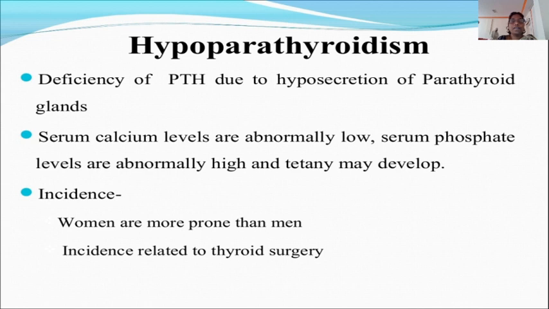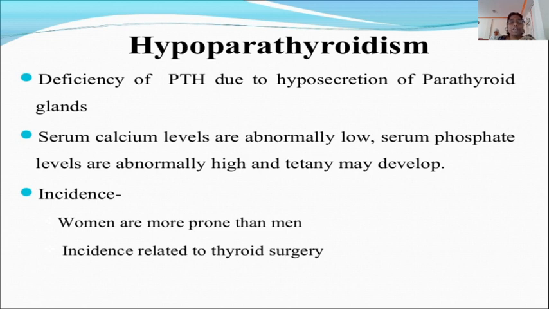In hyperparathyroidism, serum calcium and phosphorus levels are very high in the blood, whereas in hypoparathyroidism the parathyroid glands that secrete the PTH hormone are deficient, leading to hyposecretion. Here serum calcium levels are abnormally low, serum phosphate levels are abnormally high, and tetany may develop.